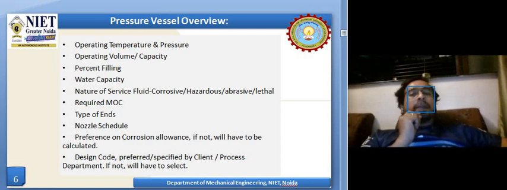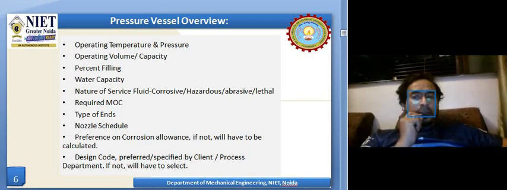Then, overview of the pressure vessel. Things will always be discussed based on the operating conditions such as temperature, pressure, the volume and capacity of the pressure vessel, and mostly the percentage filling, meaning how much percentage of the pressure vessel will be filled. We never fill it 100%, so it will always be 80 to 90%. Water capacity is almost the same. And what type of fluid is being used, whether it is corrosive, hazardous, abrasive, or lethal.